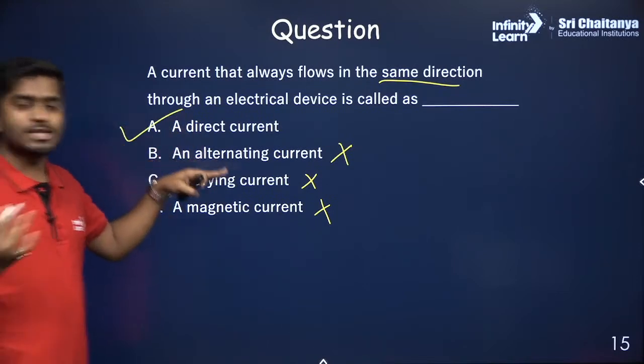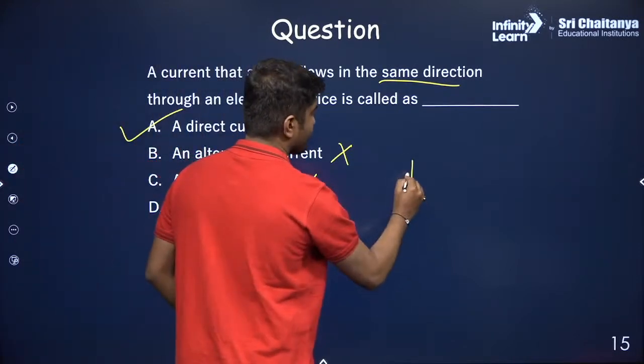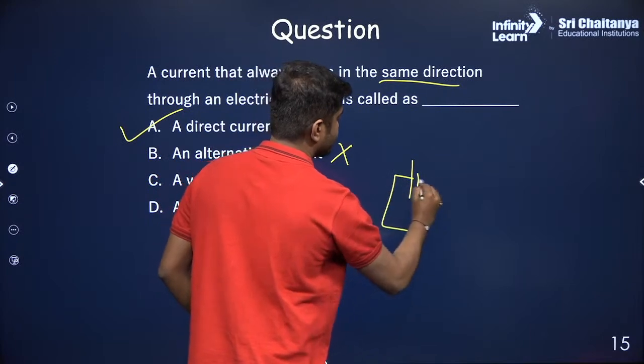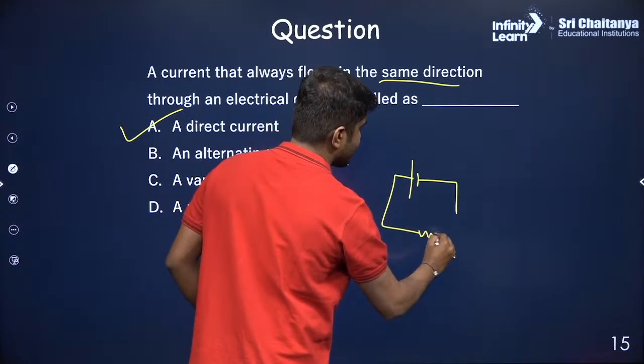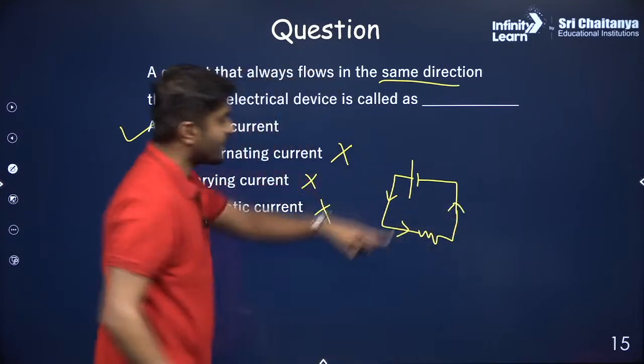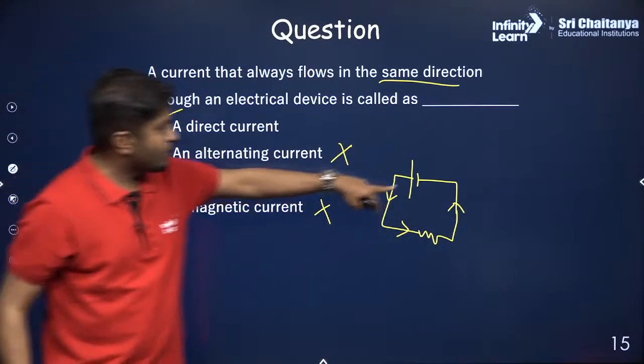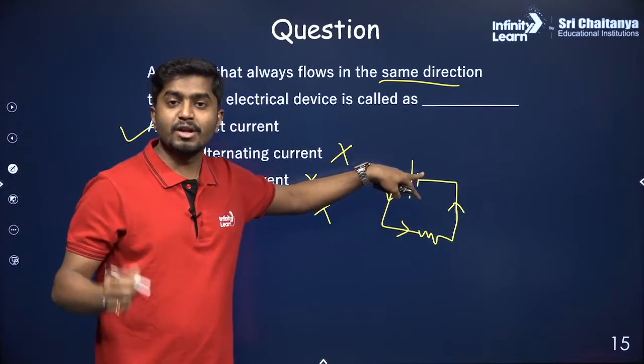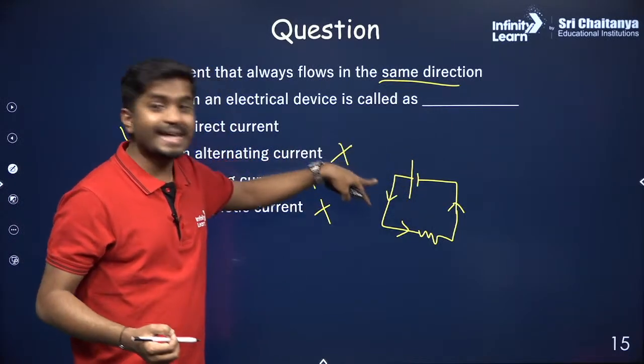And direct current, as you know, there is a battery. You remember our circuit? There is a resistance. So current flows always in the same direction. That is a direct current. Whenever you see this symbol, there is a symbol of a battery. That is a direct current.